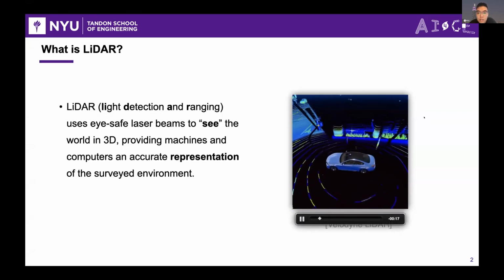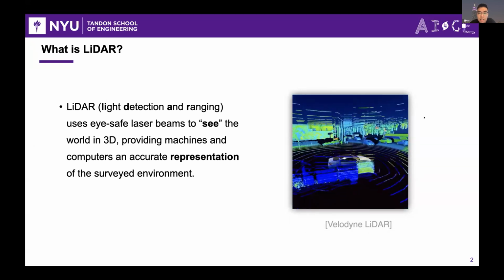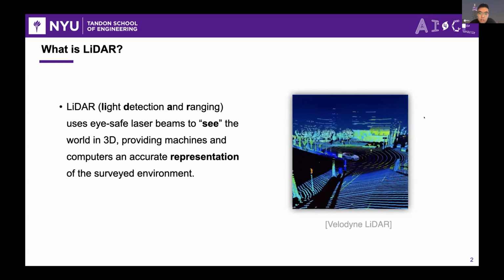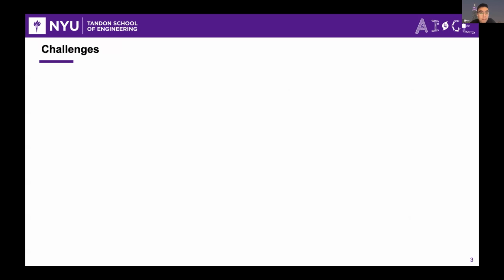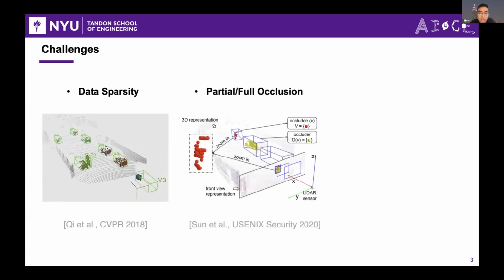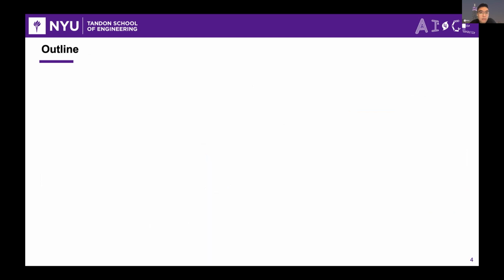Autonomous vehicles rely on 3D LiDAR to capture measurements of the environment. And then it needs to analyze such irregular 3D data to perceive the surrounding objects in order to make safe decisions. However, there are several challenges in processing such irregular data, such as data sparsity, partial or full occlusion, and motion distortion. And in this talk, I will go over our efforts in two directions.